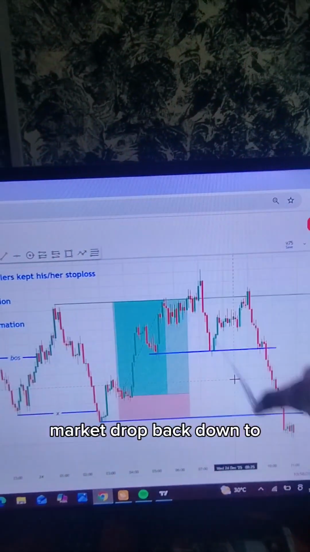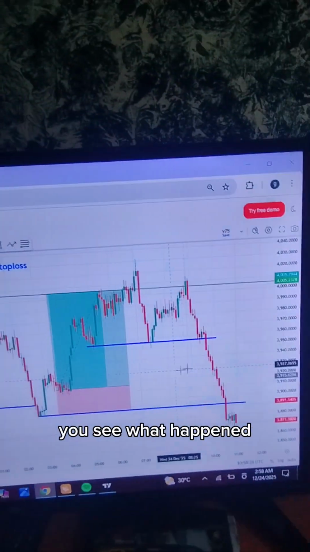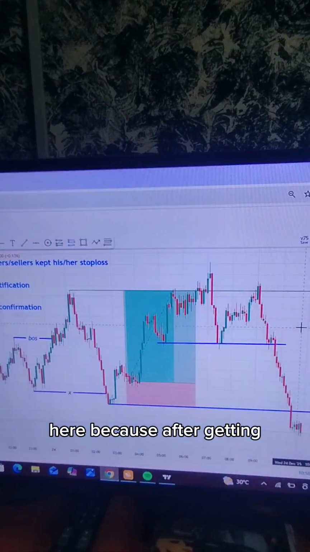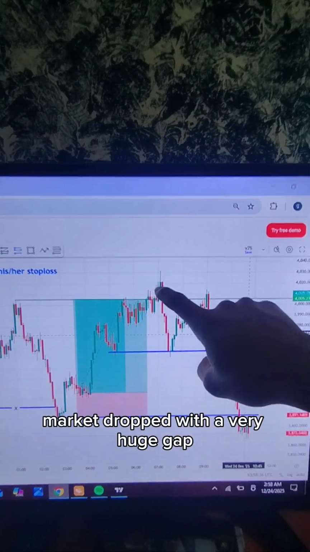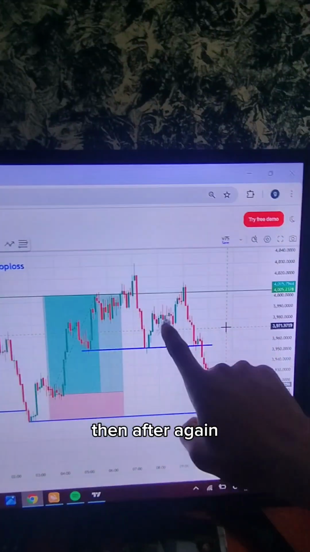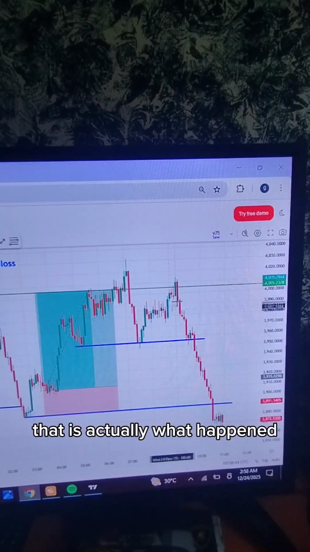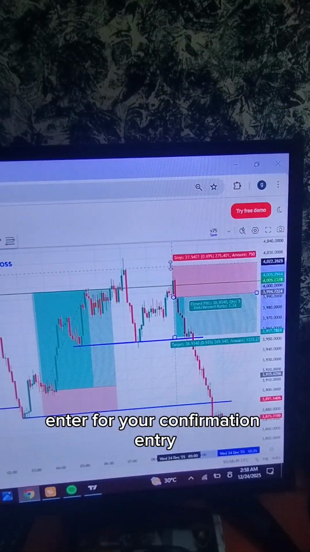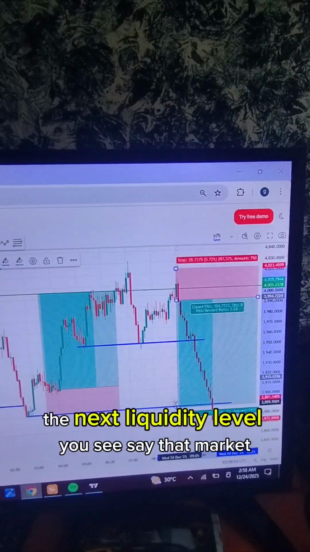Now after that again, what happened? The market dropped back down to seek this other liquidity, this other low here. You can actually enter for your other short position here, because after getting a candlestick confirmation, you can see this gap, the market dropped with a very huge gap. Then it pulled up again to fill in that gap before the final reversal. You can actually enter from here, this was your confirmation entry. You still target the next liquidity level.